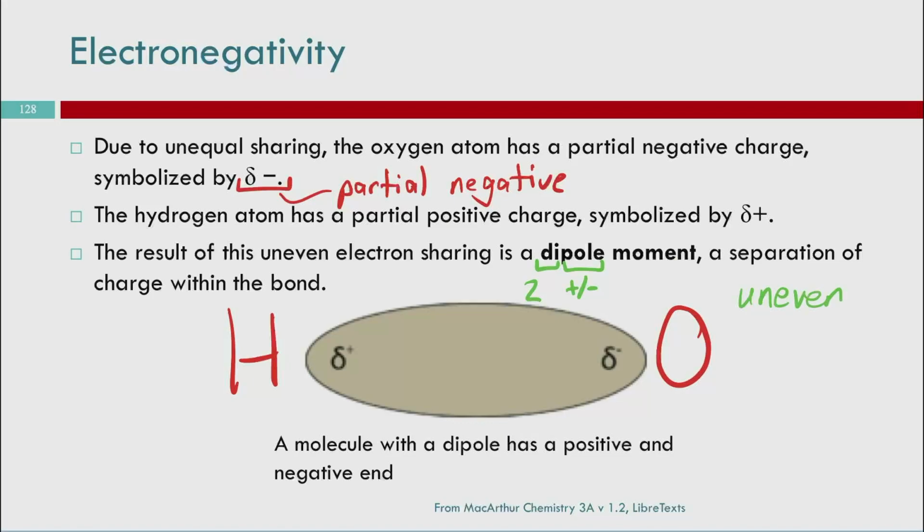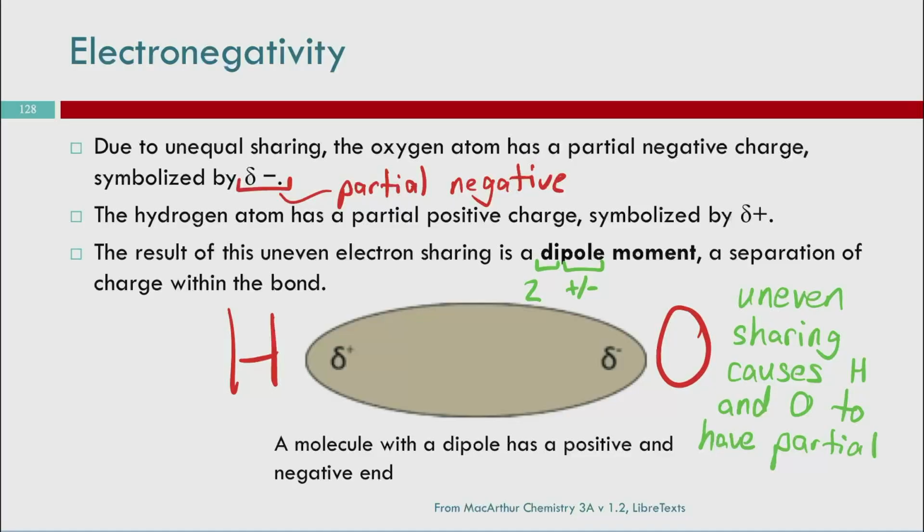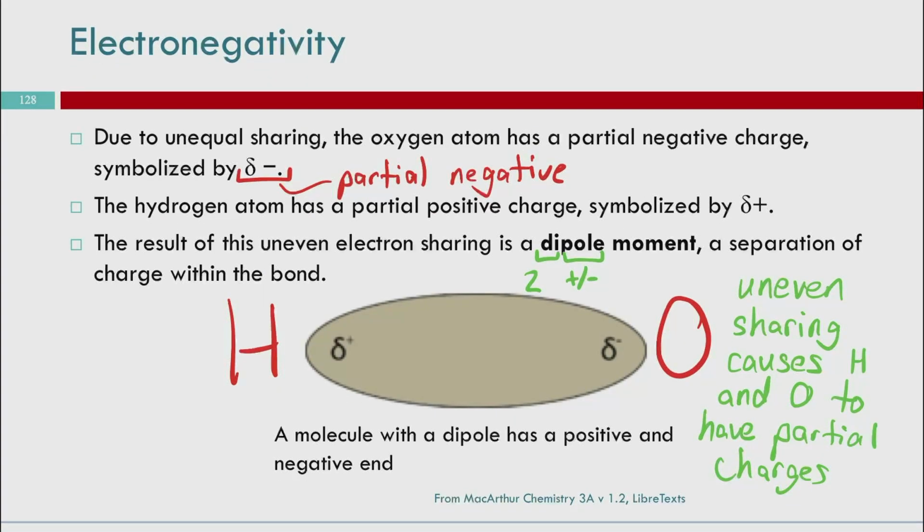So that uneven sharing causes hydrogen and oxygen to have partial charges. Again, not full charges, they're relatively small charges compared to ions like sodium plus or fluorine minus, fluoride.